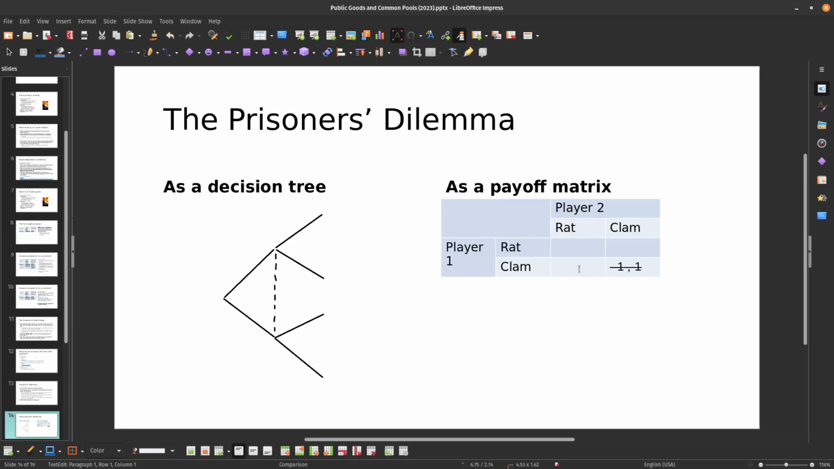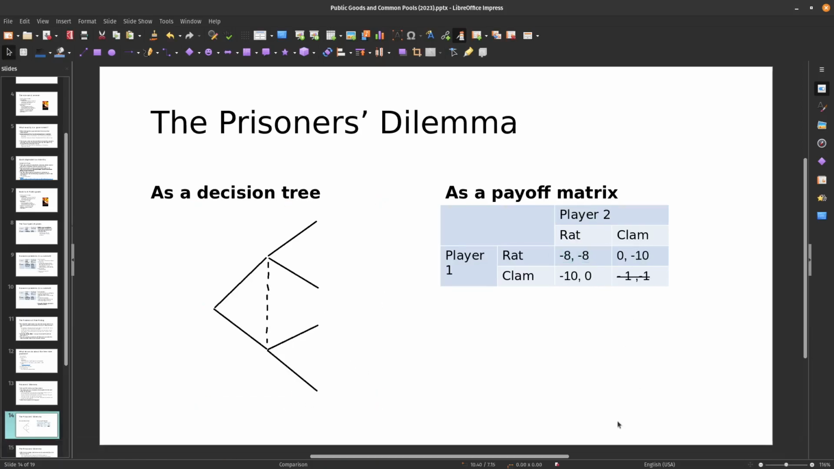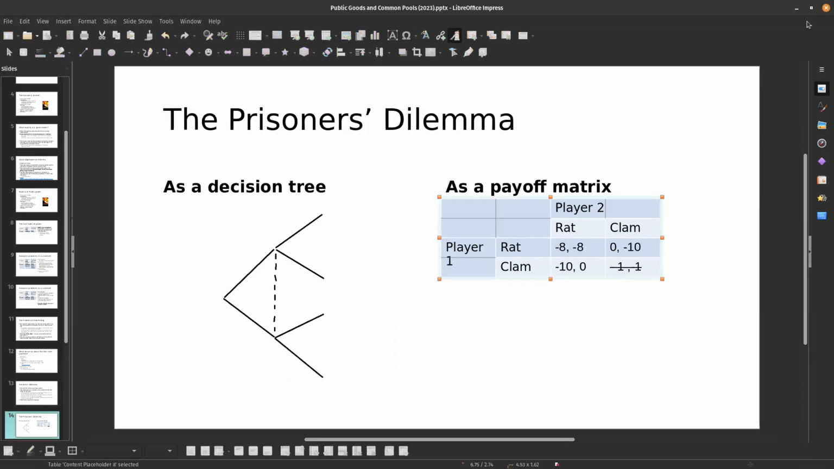If player one keeps their mouth shut and player two rats on them, player one takes a big hit and player two avoids any punishment. If player one rats on player two and player two keeps their mouth shut, we get the reverse. Player one is able to avoid punishment and player two faces a big punishment. And if they both rat on each other, they both end up paying some sort of a punishment. Right? So we can line these up, put them in here, but let's jump back into this.